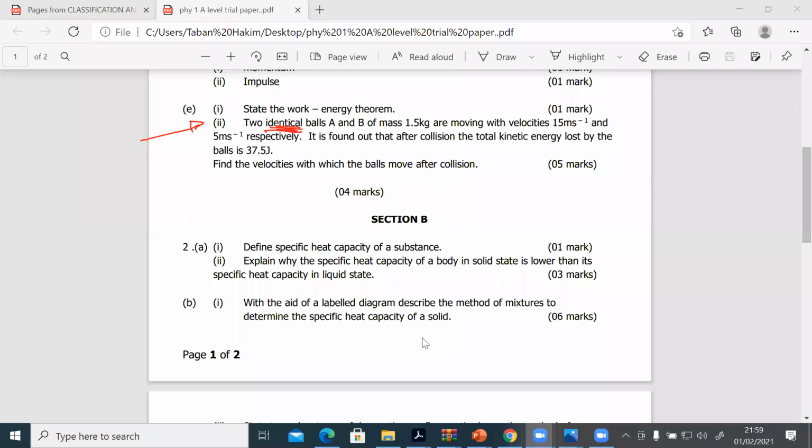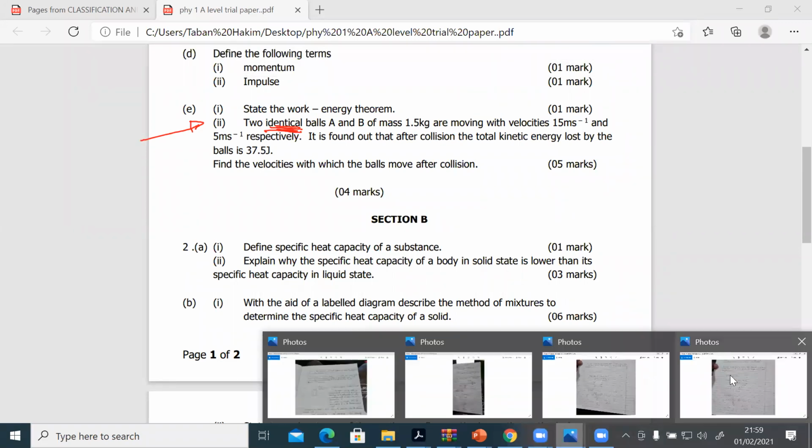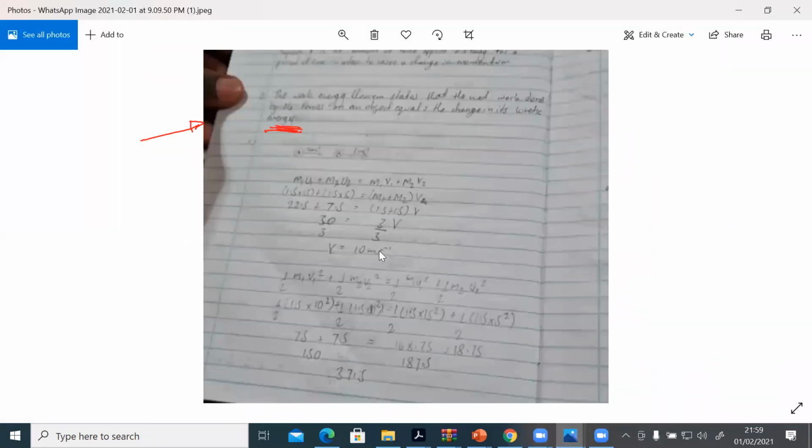So according to what Rodney had done here, he had assumed that the bodies were moving together, yet in the question it is not mentioned anywhere. It is not mentioned that it is a perfectly inelastic collision. Otherwise, if it was mentioned like that, then you would have used this.